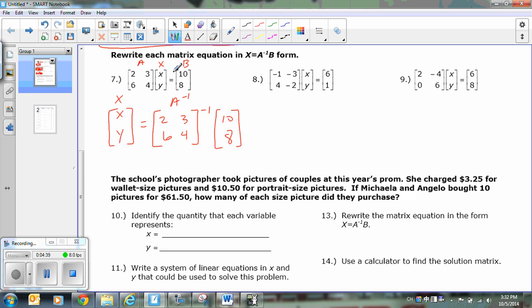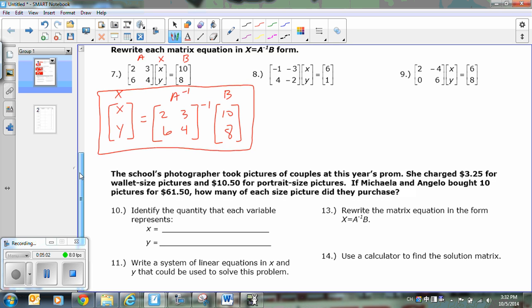All right, so the direction said rewrite it in the form X equals A inverse B, and that's exactly what we have. Our variable matrix is equal to the inverse of the coefficient matrix times the constant matrix. So that's all we have to do with number 7, and then do the same thing with numbers 8 and 9.